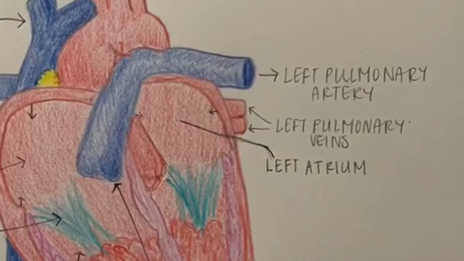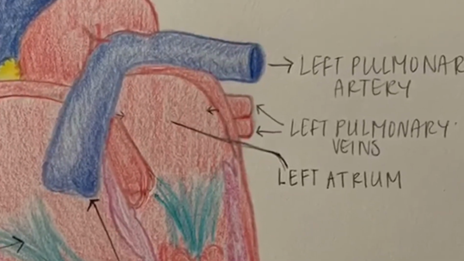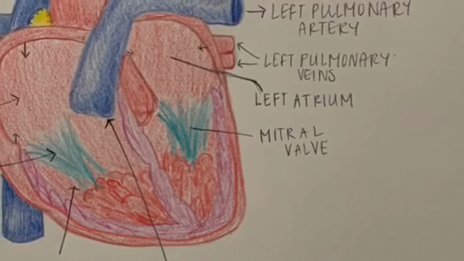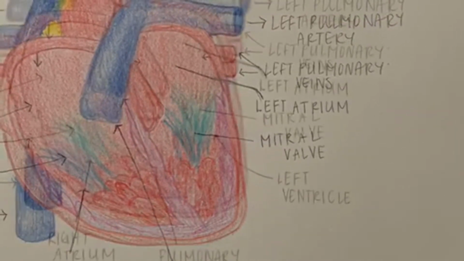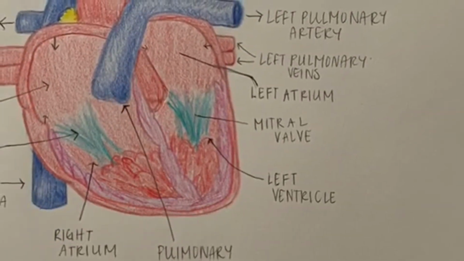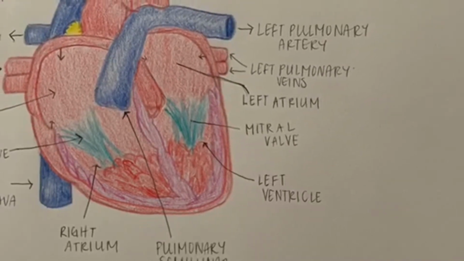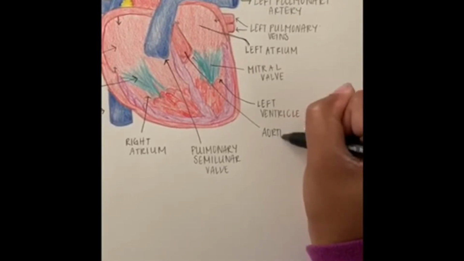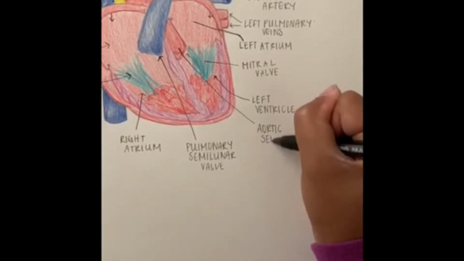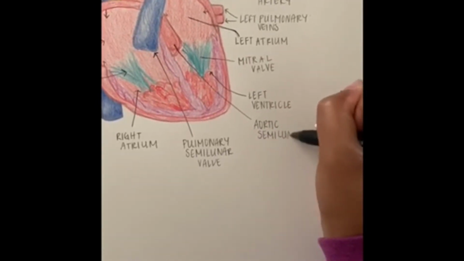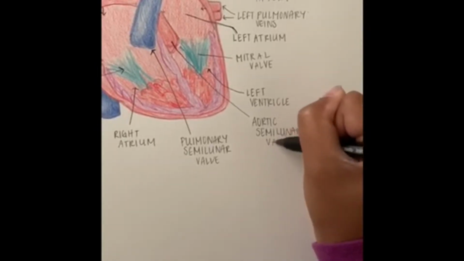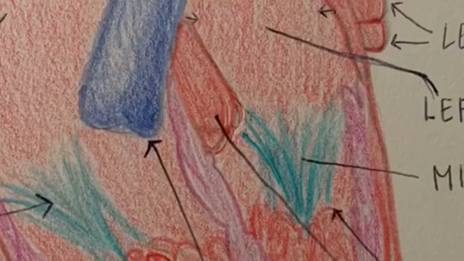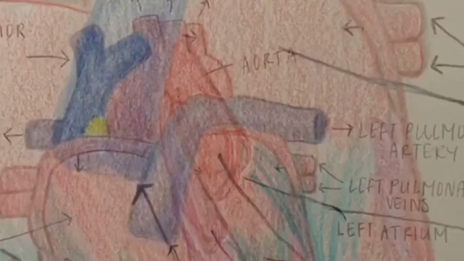And they enter the left atrium. From the left atrium, the blood passes through the mitral valve, and now the blood enters the left ventricle. So from the left ventricle, the blood is now going to enter through the aortic semilunar valve, which is this red vessel I drew right next to the mitral valve.